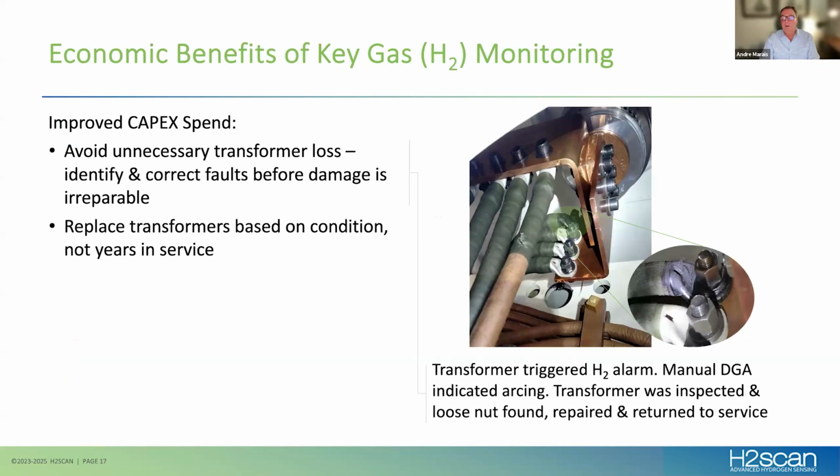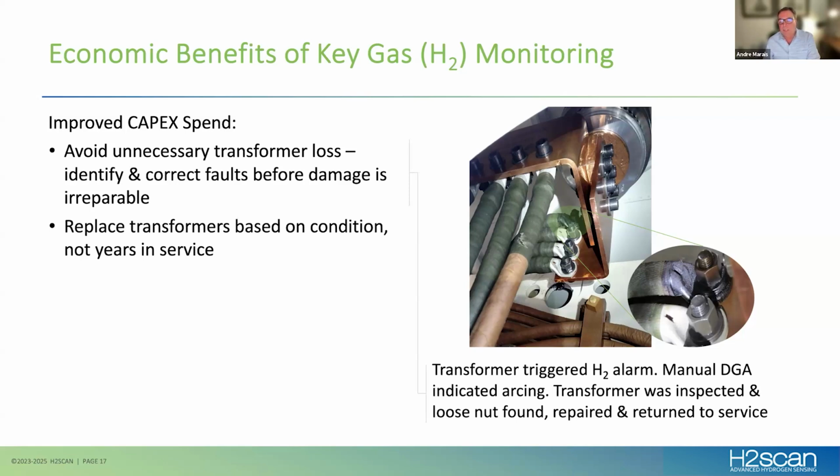So let's talk about the economic benefits. So first, you will improve your capital spend. You're going to avoid unnecessary transformer losses. Of those losses that we've identified, those loss causes, you'll be able to identify and correct faults before damage is irreparable. If you can save a transformer and get it repaired, it is so much quicker than waiting for a new transformer. And on your right is a real true life case study for you.